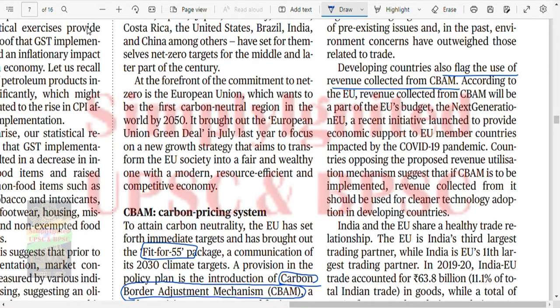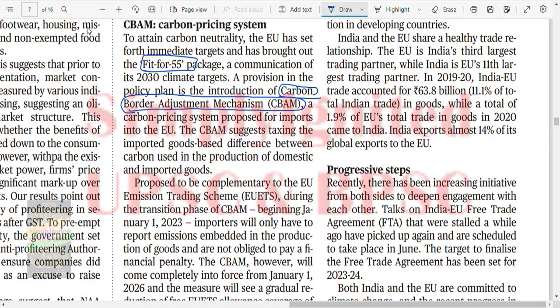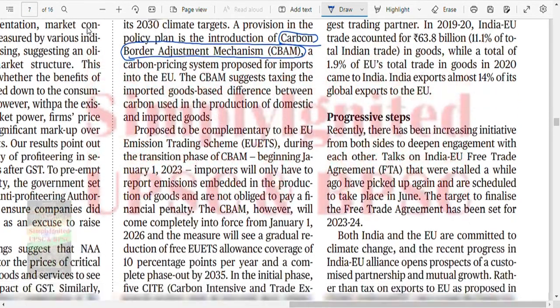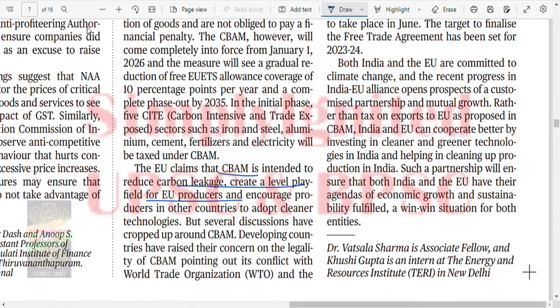India and the EU share a healthy trade relationship. The EU is India's third largest trading partner, while India is the EU's 11th largest. Recently there has been increasing initiative from both sides to deepen engagement for FTAs. Both India and the EU are committed to tackling climate change. The recent progress in the alliance opens prospects of a customized partnership. Such a partnership will ensure both India and the EU have their agenda met. Okay, so this is an easy article. Give it a read, you will understand.